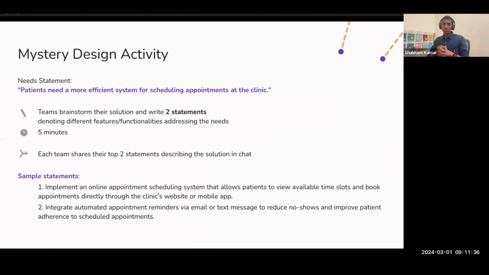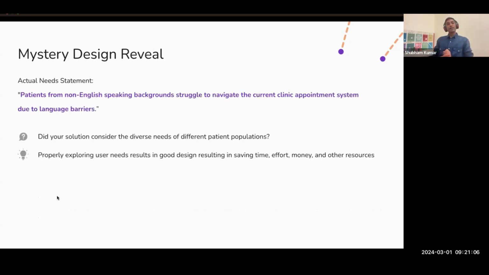Sample statements could look like: implement an online appointment scheduling system that allows patients to view available time slots and book appointments directly through the clinic's website or mobile application. So something like this, a statement or two that describe how you would address the need. And the need, of course, is right at the top. Reveal. The actual needs statement was: patients from non-English speaking backgrounds struggle to navigate the current clinic appointment system due to language barriers.